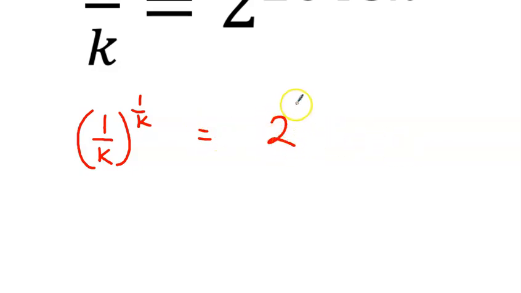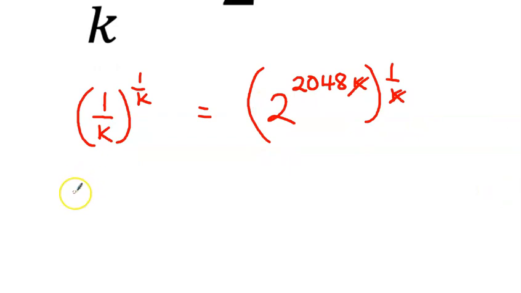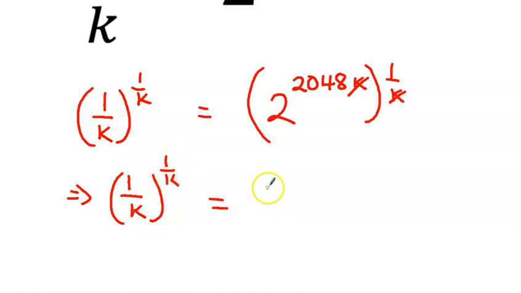So this is how we do it. 1 over k all raised to the power 1 over k, that is the left hand side, and then 2 raised to the power 2048k all raised to the power 1 over k. In this case, k will cancel k, so that we have 1 over k all raised to the power 1 over k, which is equal to 2 raised to the power 2048. Now let's do some manipulation here.